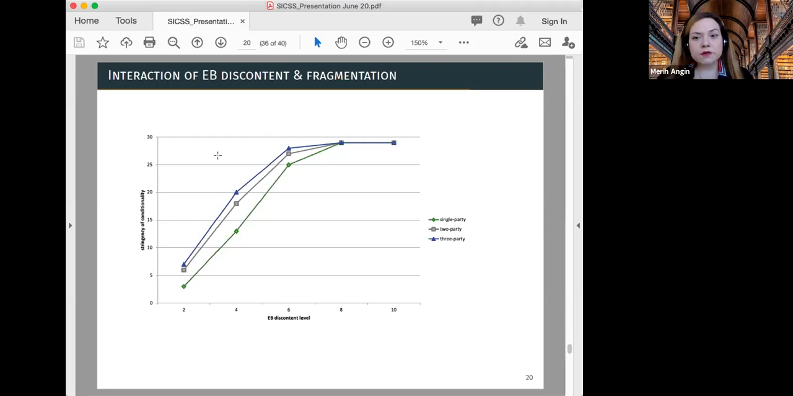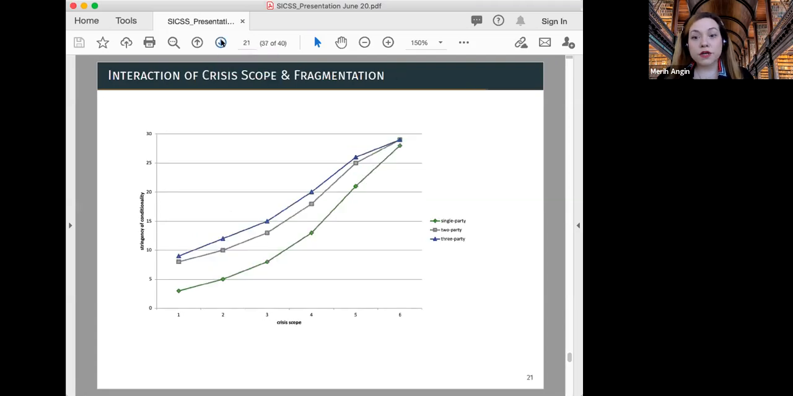The second set of simulations demonstrates the interaction of the crisis scope and the political system fragmentation. As you can see, crisis scope seems to have a greater effect on the stringency of conditionality than political system fragmentation. And although crisis scope has its biggest effect in the case of a single party government, the difference with the 2-party and 3-party case is really subtle and does not really present clear evidence for any interaction effects.